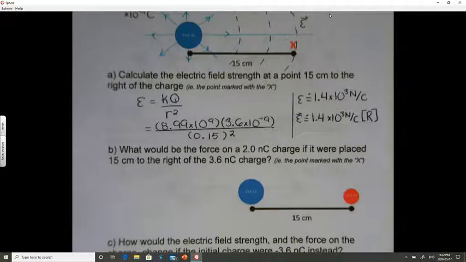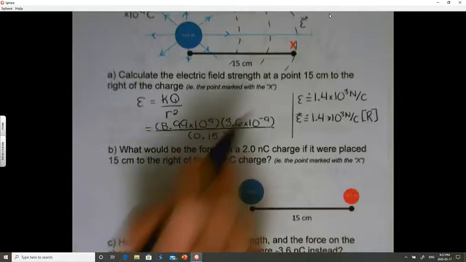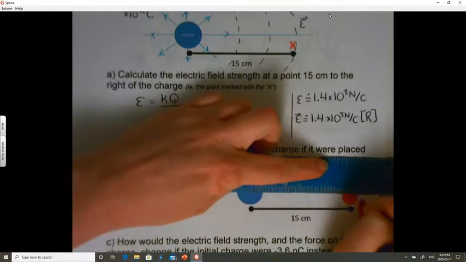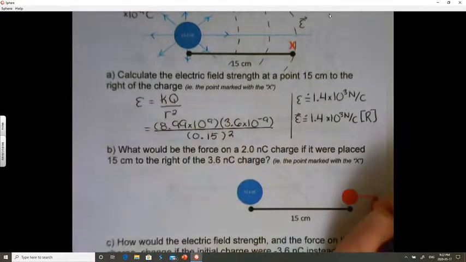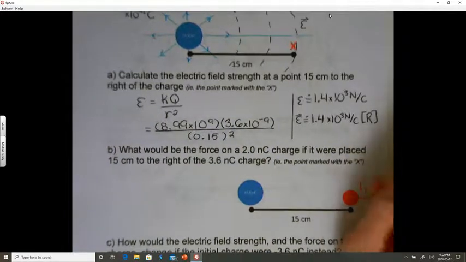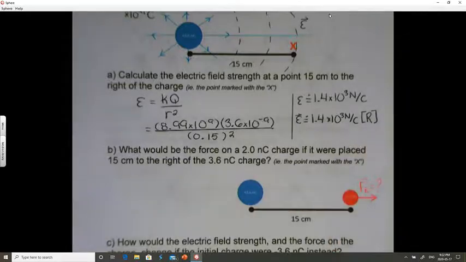Now, part B is asking, what would be the force if instead of having some mystery point X at that space, we actually put a charge and we put it there. So we're going to replace this X with a charge of 2 nanocoulombs. Now we want to figure out what is the force on this positive charge. Now you can probably already tell by looking at it, if you've got a positive charge and a positive charge, it's going to move away. So we're being asked to figure out the magnitude of that force as well as the direction.